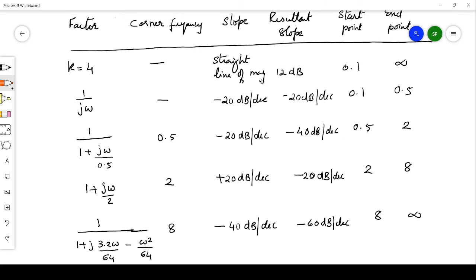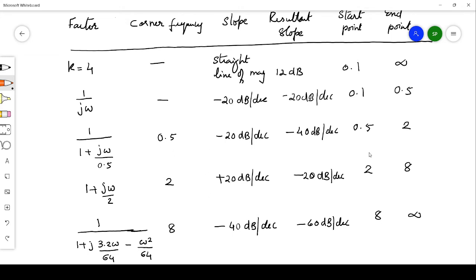Now in the table, we can see that I have arranged all the factors in increasing order of corner frequency. See here, first I have written the term corresponding to 0.5, then I have written the term corresponding to 2, and then the term corresponding to corner frequency 8. This should be done properly. You can't interchange this order. If you change this order, your plot will be completely wrong. So whenever you are drawing, you should arrange the factors in the increasing order of corner frequency and write the slope corresponding to that factor.